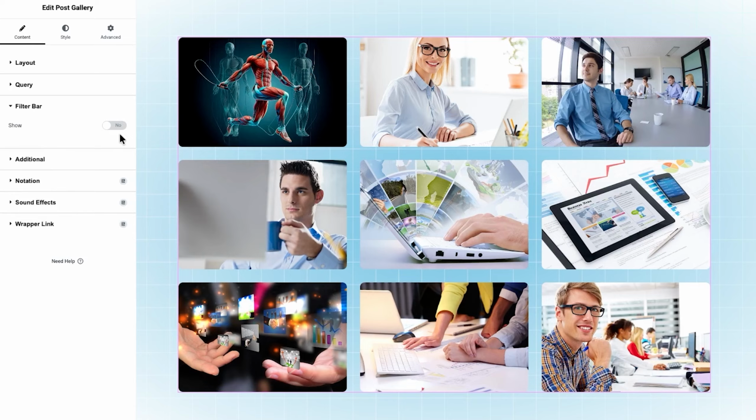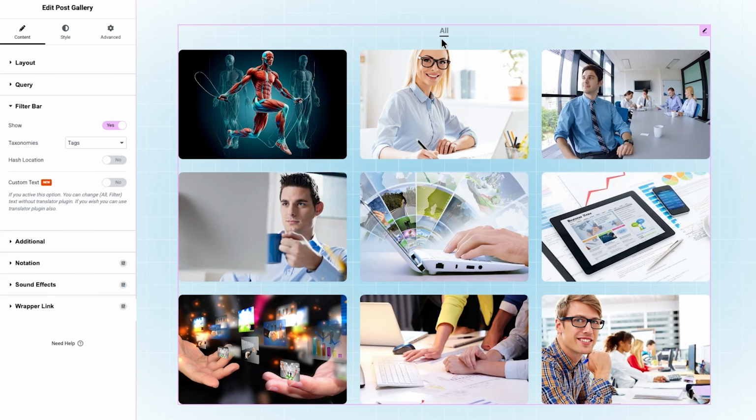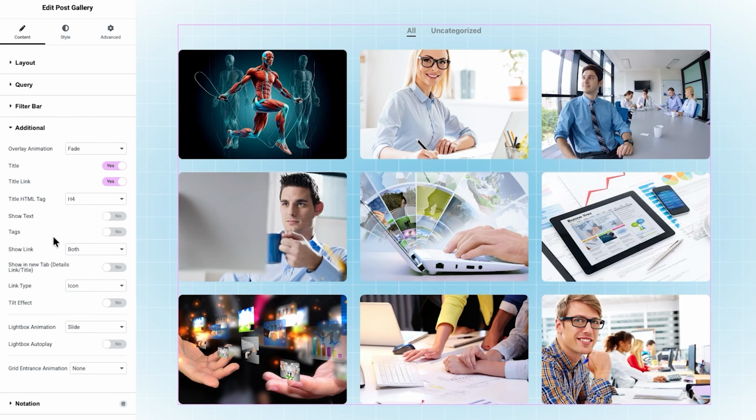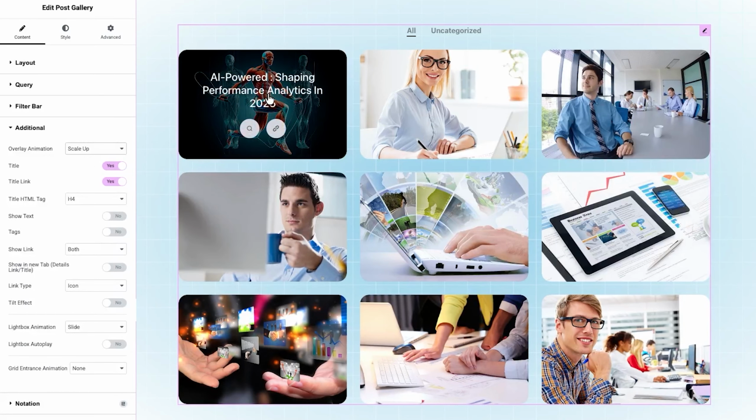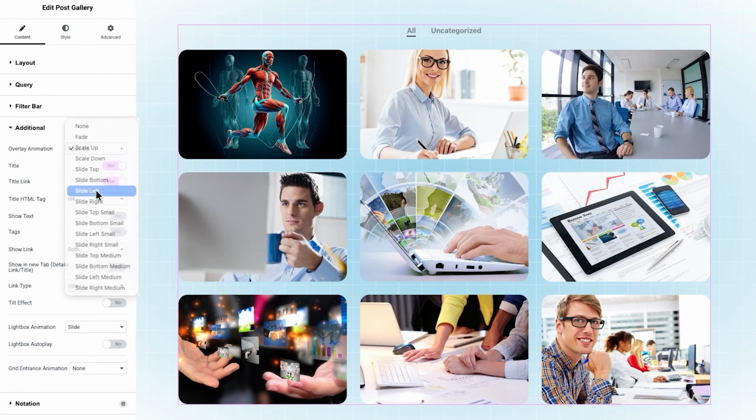When the show toggle is enabled, the filter bar appears at the top of your gallery, allowing users to sort content interactively. You can set the filter type based on categories, tags, or formats. Additional controls for hash location and custom text help you tailor the filter bar's behavior and appearance. The Additional section expands your creative options even further. Here you can select from a collection of overlay animations that activate when a user hovers over an item.